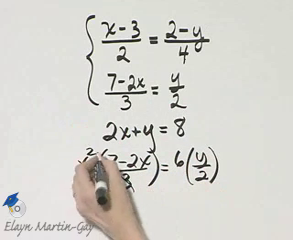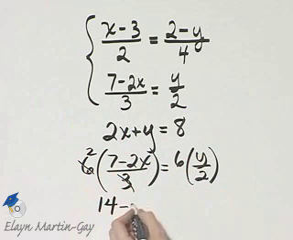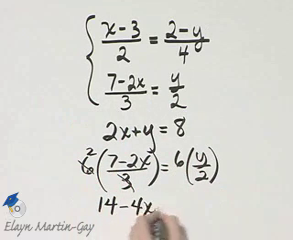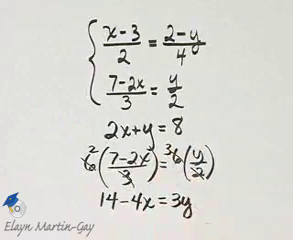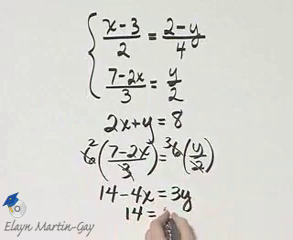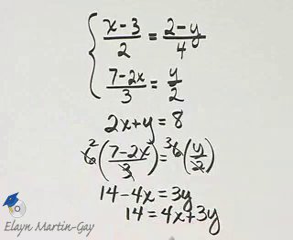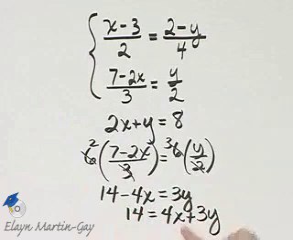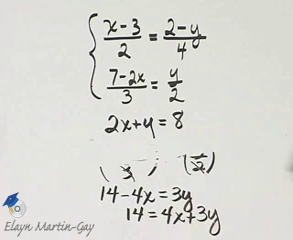3 divides into 6 2 times. Let's go ahead and multiply. 2 times 7 is 14, minus 2 times 2x is 4x, is equal to, 2 divides into 6 3 times, and I have 3y. I'm going to write this as 14 is equal to 4x plus 3y. In other words, I added 4x to both sides, but when I write it up here, I'm going to write it as 4x plus 3y is equal to 14.